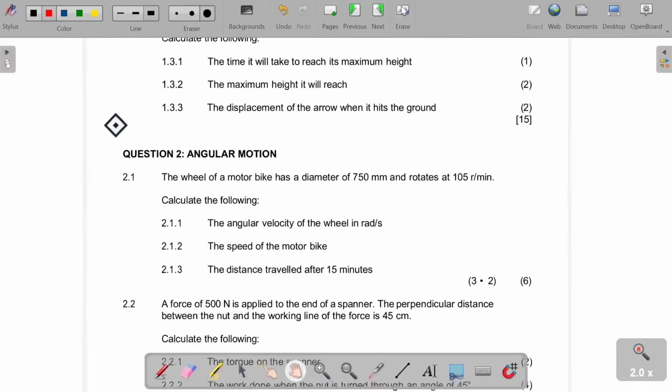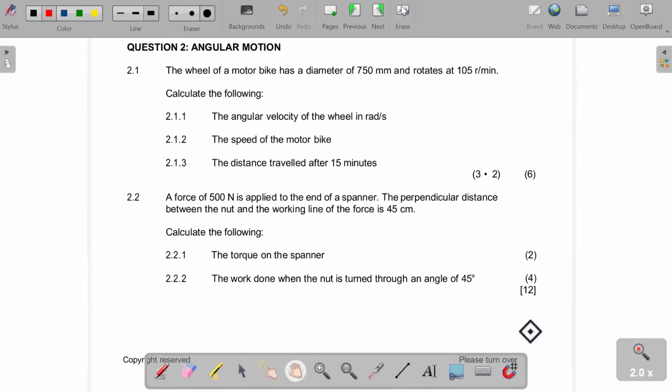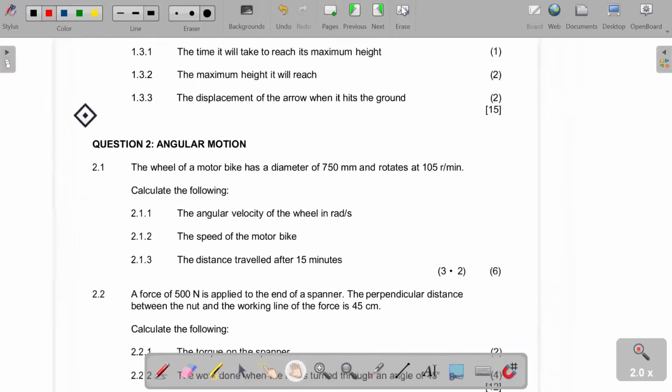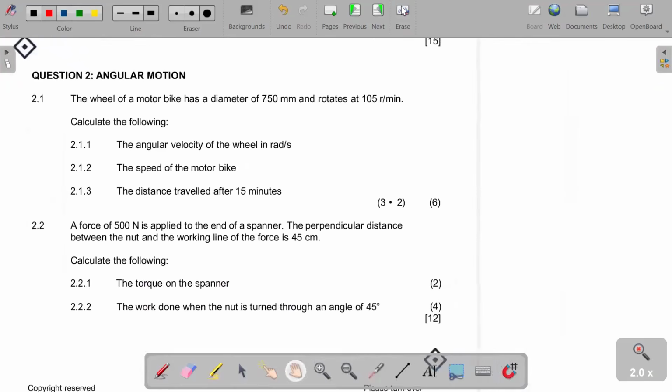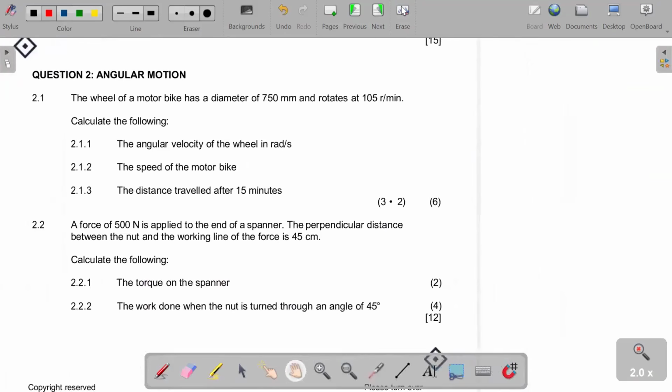Okay, with 1.3, let us then go to question 2, the angular motion, right? Angular motion question. 2.1 is saying the wheel of a motorbike has a diameter of 750 millimeters and rotates at 105 revolutions per minute. Calculate the following: the angular velocity of the wheel in rad per second. Right. Angular velocity omega is given by 2 pi n, where n is the rotational frequency and it must be in revs per second. Apparently, we have been given here n in revs per minute, so we would want to change it first to revs per second.